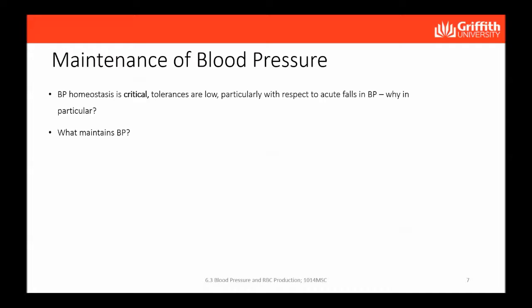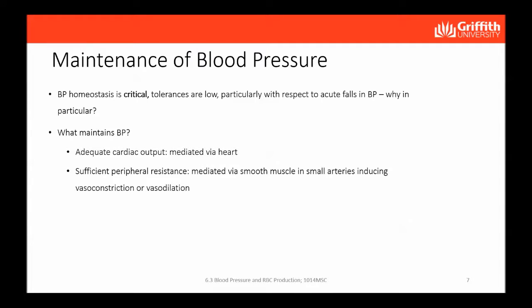Maintaining blood pressure is critical for the cardiovascular system's homeostasis. Its regulation involves 3 key variables: an adequate cardiac output that is mediated via the heart, sufficient peripheral resistance that is mediated via smooth muscle in small arteries, inducing vasoconstriction or vasodilation depending on the requirements of the tissue, and an adequate blood volume, which is largely regulated by the kidneys.